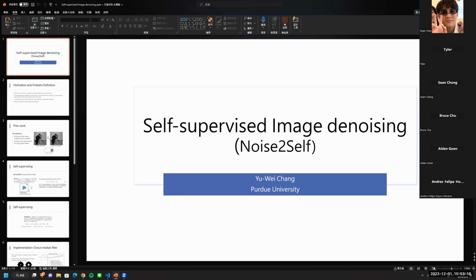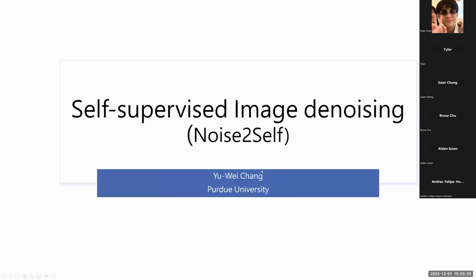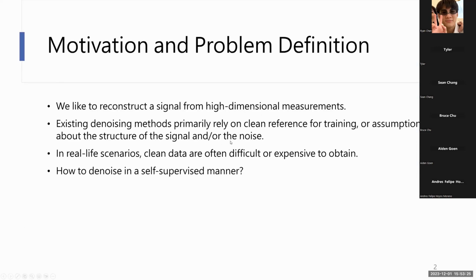Okay, I'll go through this briefly. My topic is self-supervised image denoising, based on the paper Noise2Self. Basically, we would like to do image denoising. The existing denoising methods all primarily rely on clean references for training. However, in real life scenarios, it is often difficult or expensive to obtain a clean image. So how do we denoise in a self-supervised manner?